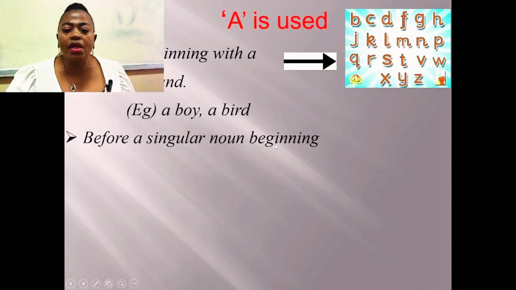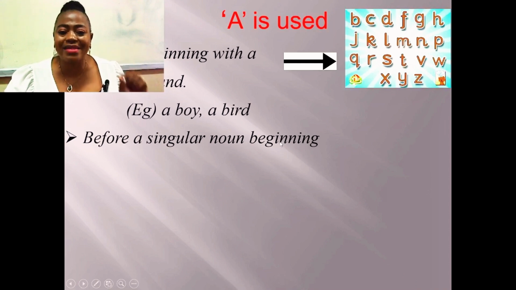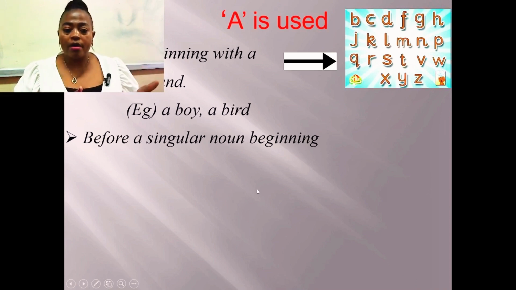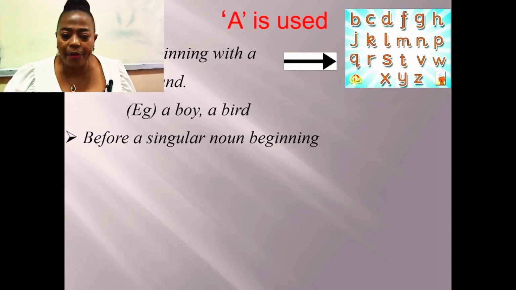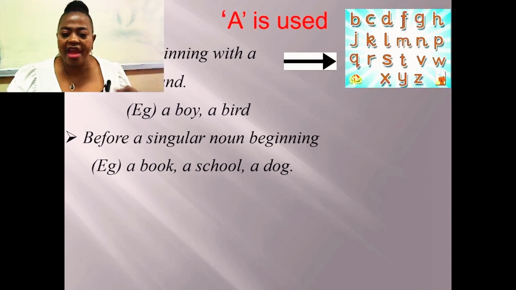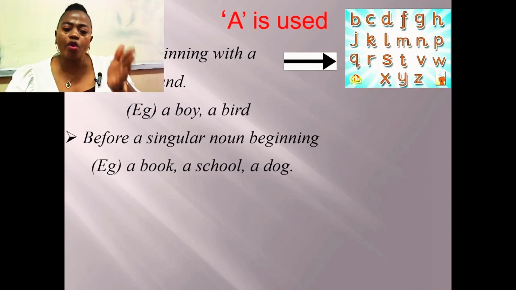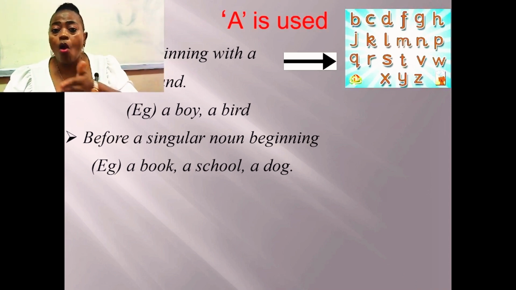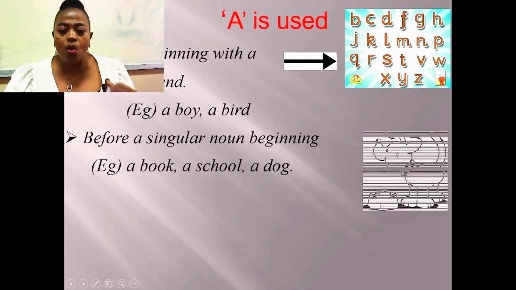Now, this is also another place that you need to use a: before a singular noun. For example, a book, a school, a dog, a chair, a pencil. Singular means only one. So whenever you want to use a noun that is only one, called singular, you must use a or an. But now we are looking at a only.